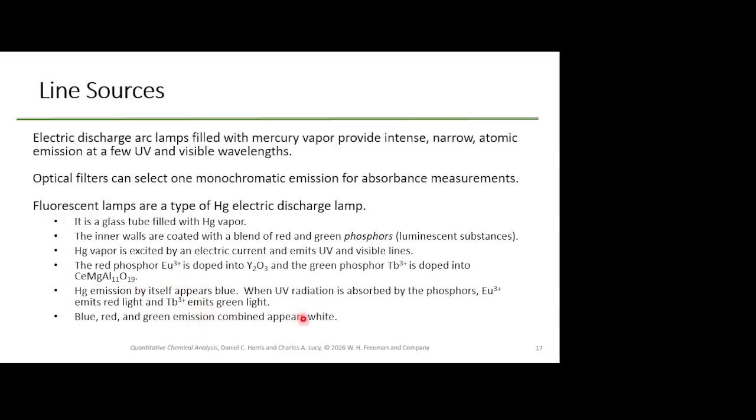The mercury emission itself will appear blue. The UV radiation will be absorbed by the phosphors. And so the red one is going to emit red light. The blue one or green one is going to emit the green light. And so that gives you red, blue, green emissions. Together, these would give you a white color to your eyes.